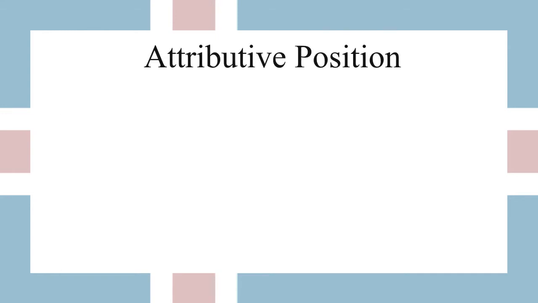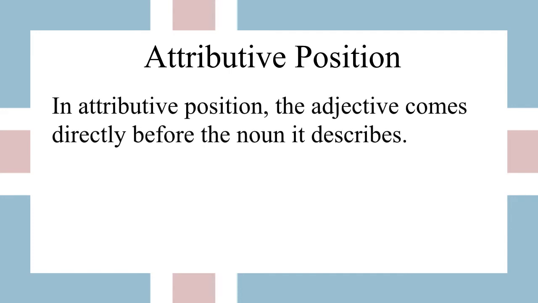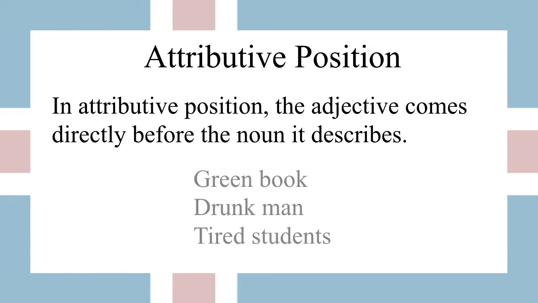Now, that's different from attributive position, which is when the adjective comes directly before the noun it describes. At least in English, this is how it works, right? We put the adjective before the noun when we say green book, or drunk man, or tired students. In a lot of languages, the adjective comes after the noun that it describes, but in English and in Icelandic, it comes before. This is called attributive position.